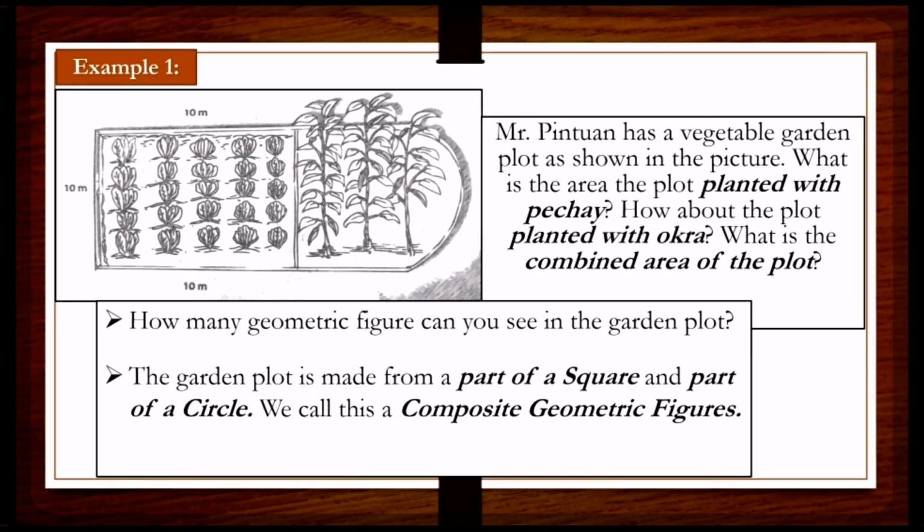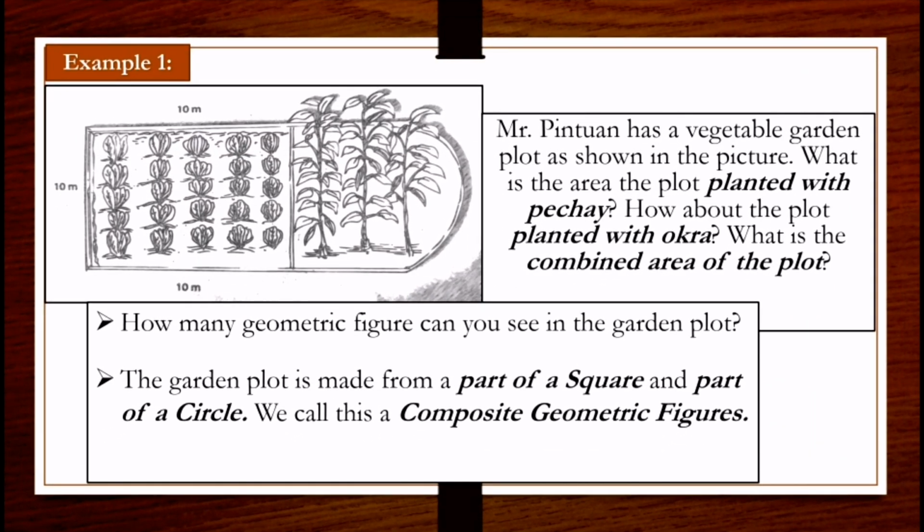Now, here is the first example that we have in finding the area of composite figure. Let's start with a short problem that we have. Mr. Pintuan has a vegetable garden plot as shown in the picture. What is the area of the plot planted with pichay? How about the plot planted with okra? What is the combined area of the plot? How many geometric figures can you see in the garden plot?